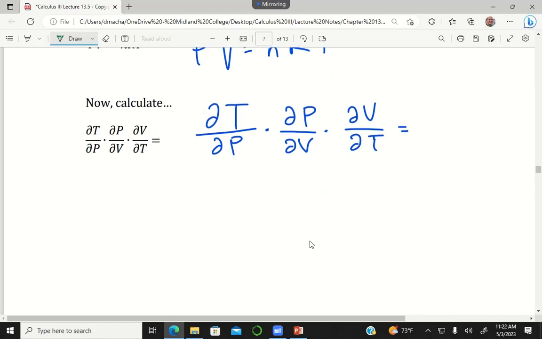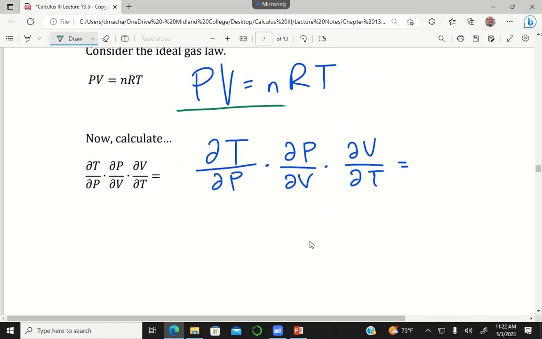So the partial of t with respect to p in this equation, I would have to say that t is equal to PV over nR. So taking the partial derivative of t with respect to p would be V over nR. Okay?